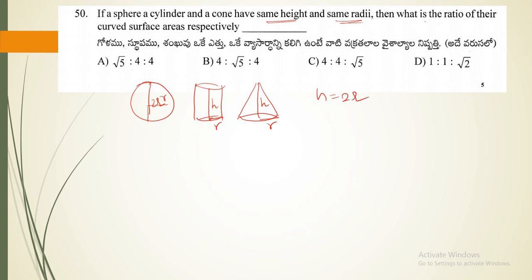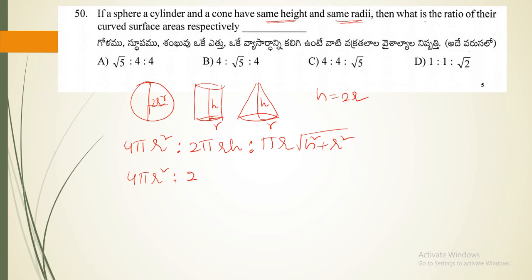Now what is asked: what is the ratio of their curved surface areas? So what is the curved surface area of the sphere? 4 pi r square is to, and what is the curved surface area of the cylinder? 2 pi r h is to, and for the cone, it is nothing but pi r l. Since we don't know the slant height, directly I am going to write square root of h square plus r square. Now 4 pi r square is to, 2 pi into r into h I can replace with 2r, so this becomes 2 pi r into 2r is to pi r into square root of, instead of h I can write, (2r) whole square plus r square.